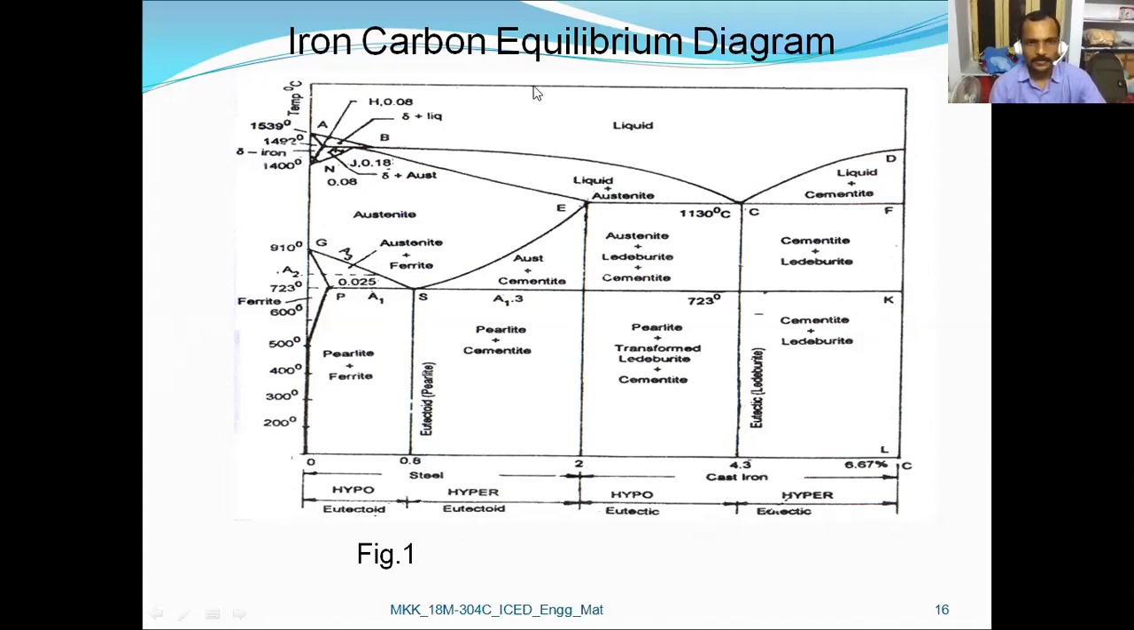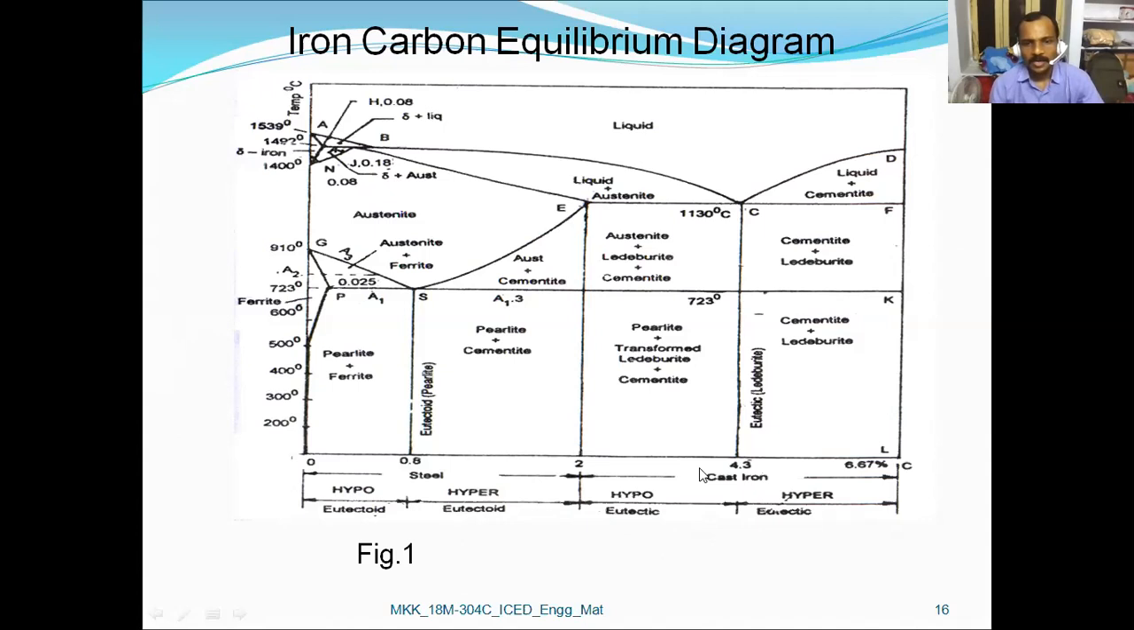Here, as we know, this is the liquid phase. Now let us check the phases present from 0 to 0.8% carbon, nothing but hypoeutectoid steel. The phase combination is pearlite plus ferrite. Next, from 0.8 to 2% of carbon, known as hypereutectoid steels, the combination is pearlite plus cementite.